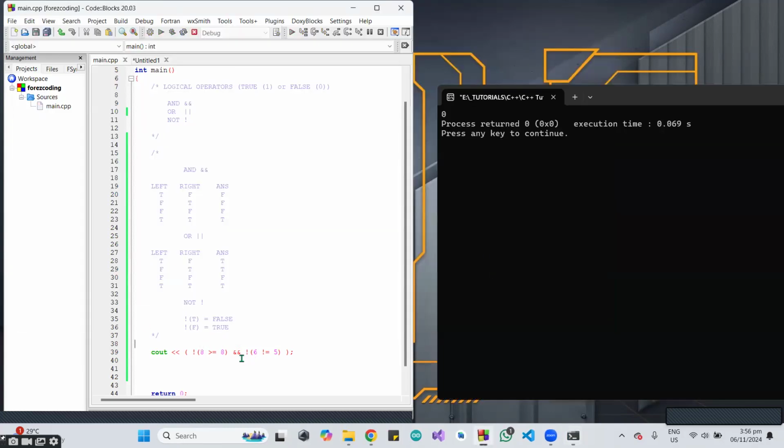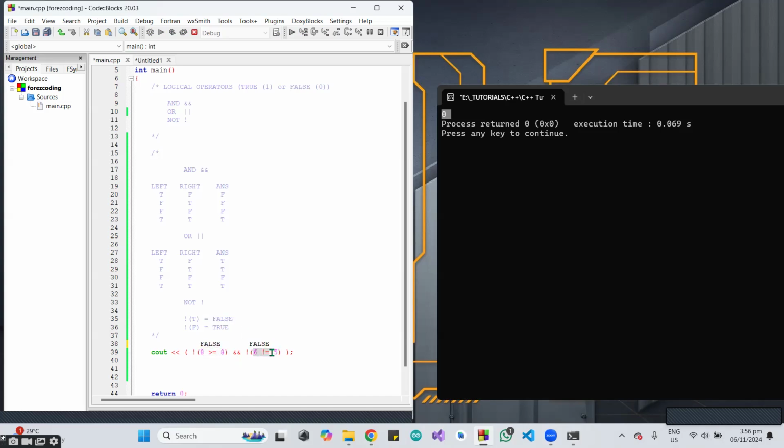Okay, so the final answer will be false. Right there, false and false is false, because 8 is not greater than but equal to 8. This is true, but we have here not before the parentheses. It converts the truth value into false.